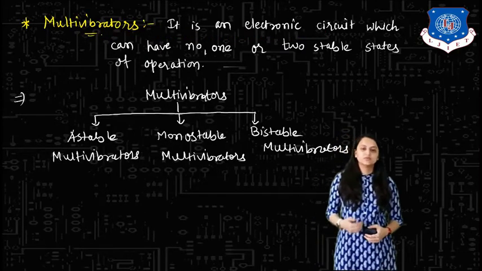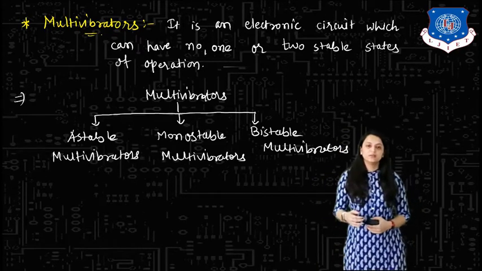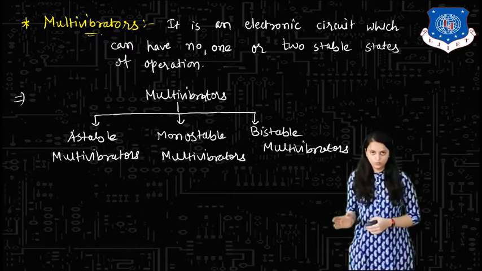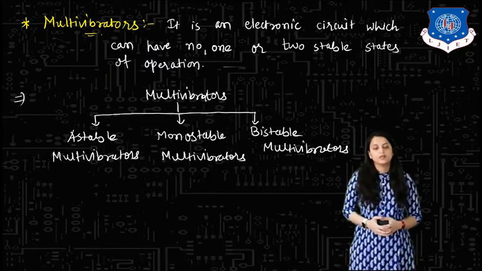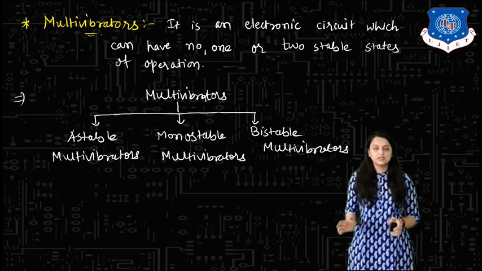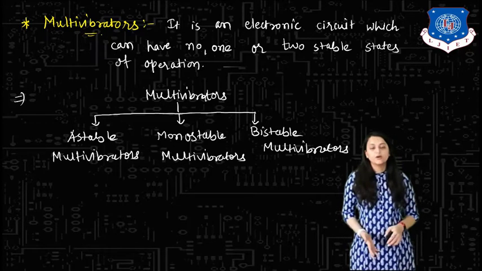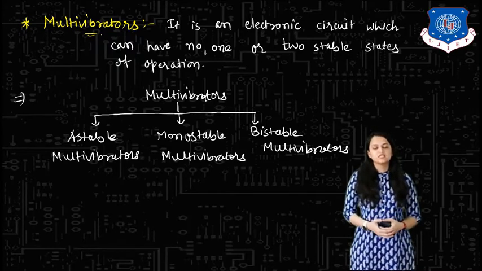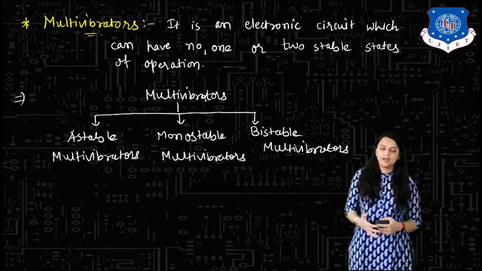Now let us see the next one, multivibrators. So what are multivibrators? A multivibrator is an electronic circuit which can have no, one or two stable states of operation. That means either it can have no stable state of operation, that is not any single stable state, or else one stable state of operation in the output side, or else two stable states of operation.